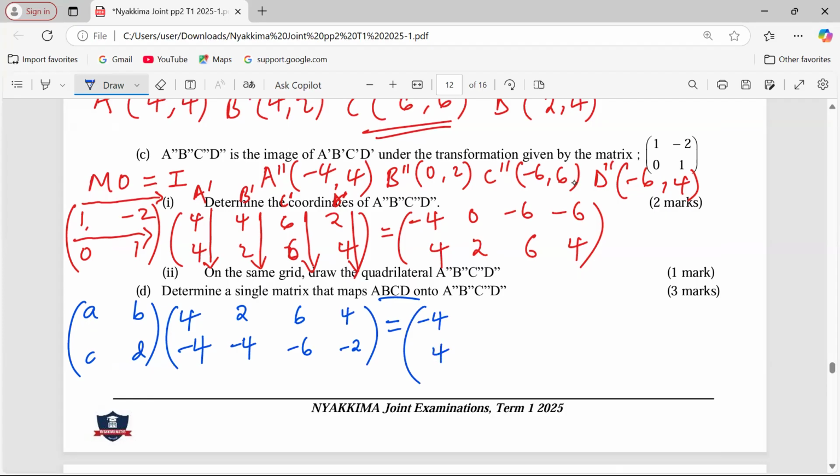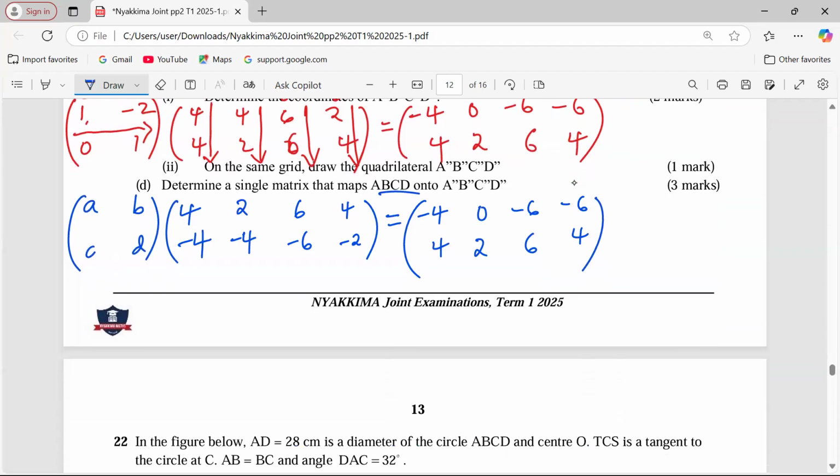-4, 4, 0, 2, -6, 6, -6, 4. That way. So it is the matrix which is not known in this particular case. And we are able to get it. According to the multiplication of matrices, we know that if this row is multiplied by the first column here, it will give us the first element in the answer matrix.